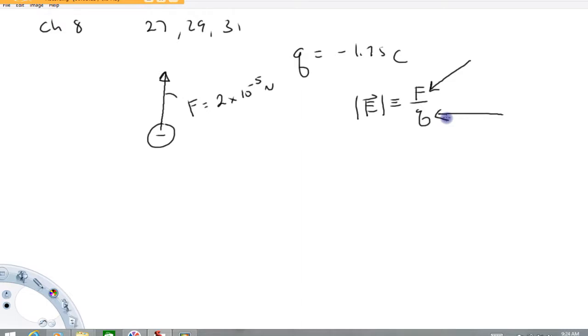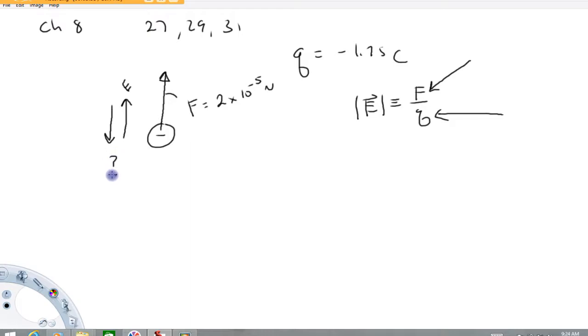Now you notice it says magnitude and direction. So the problem is vertical, right? The force is vertical. So the electric field, perhaps it's this way, or perhaps it's this way. And then the million-dollar question is, which one?